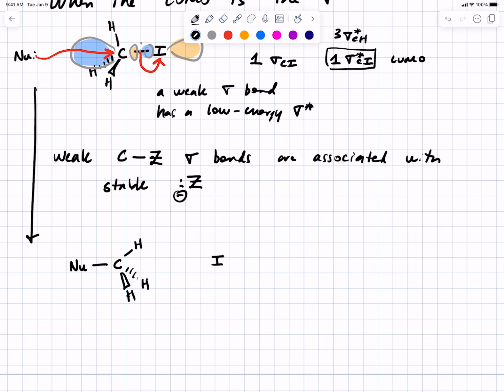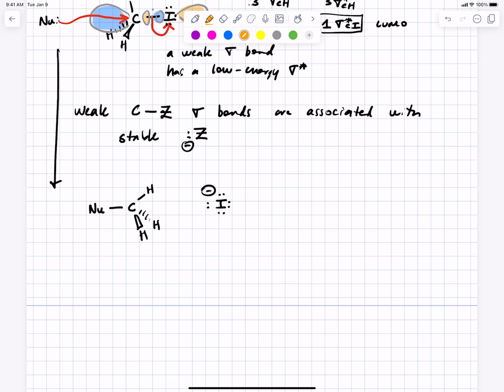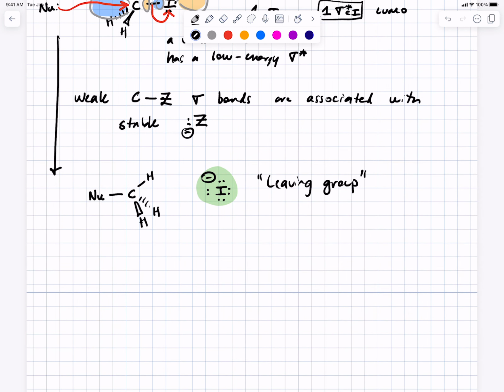And then over here, I minus left, right? There were 3 lone pairs on iodide. Now there are 4, I minus left. We're going to call I minus in this type of reaction, because it left, we're going to be really creative and call it a leaving group. Okay? And some leaving groups are better than others. A good leaving group, LG is for leaving group, is very stable.